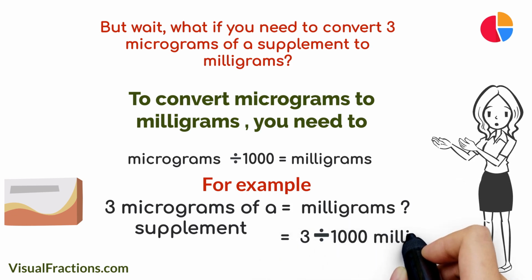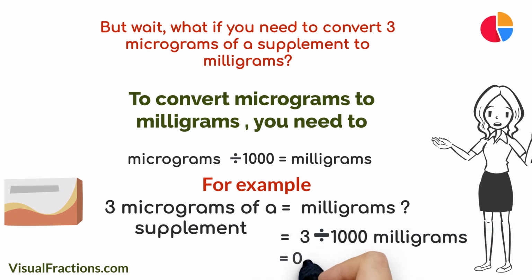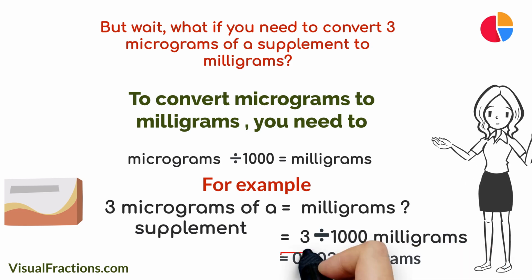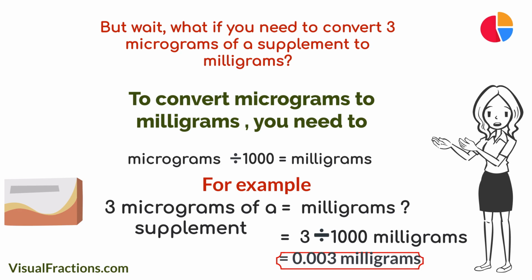We start by dividing 3 by 1,000. This gives us 0.003 milligrams. And that's it. 3 micrograms is equal to 0.003 milligrams.